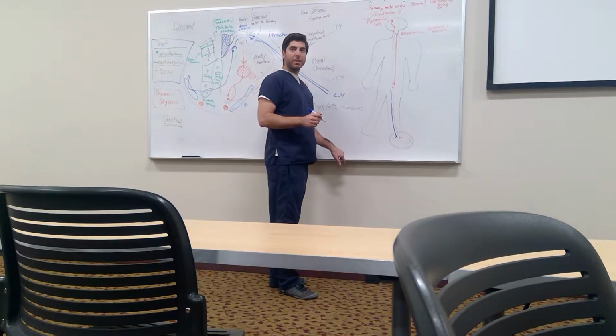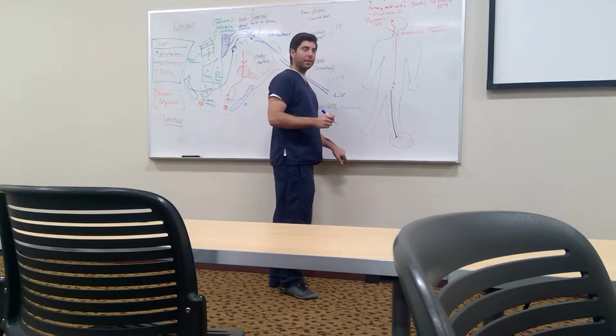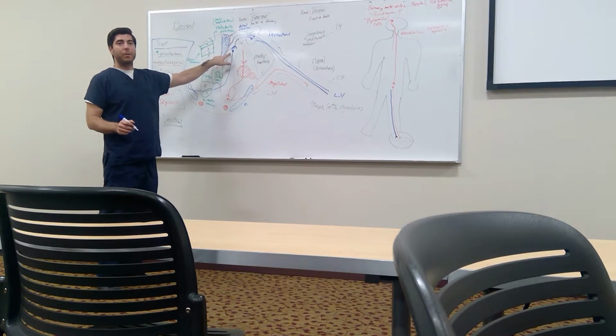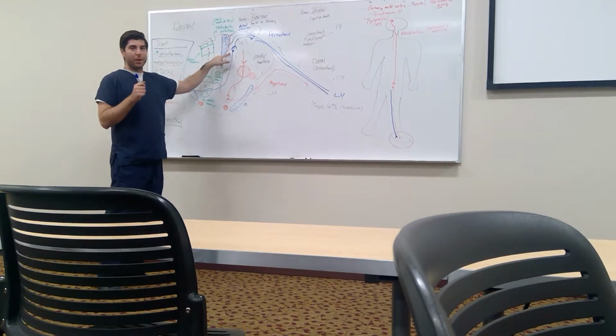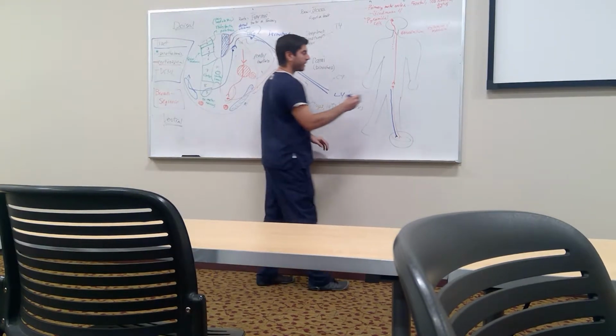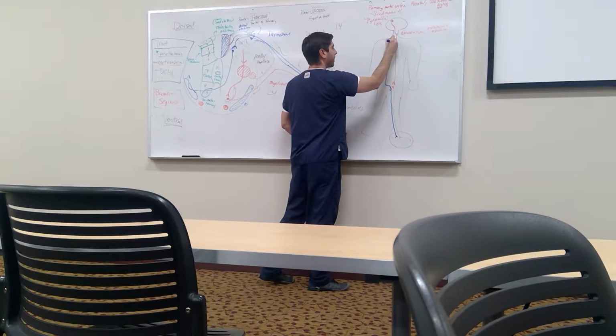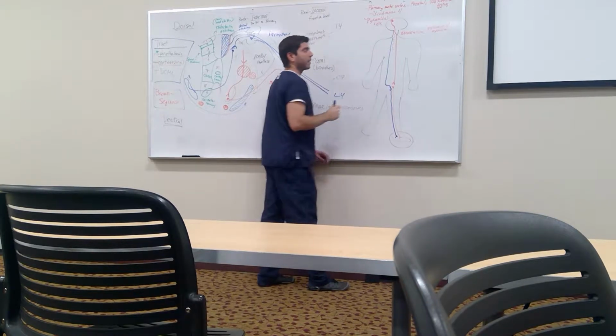Will it synapse around there? Spinothalamic? Yes, spinothalamic will synapse at that level. I'll tell you how you can remember that in a bit. We know it's going to synapse there because it decussates there. So it's going to synapse here, and then it's going to cross over and go all the way up. And then where does it synapse next?